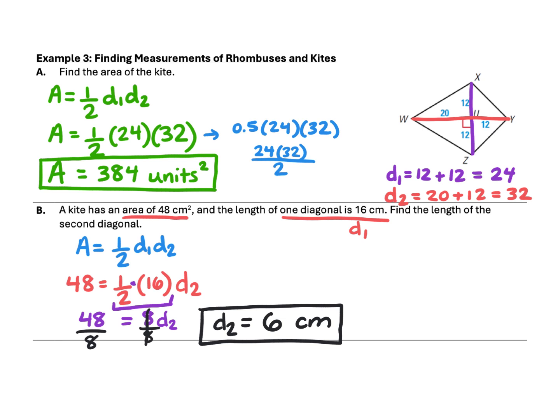So these two examples have both been kites. In the next example, we're going to look at a rhombus. Remember that rhombuses and kites have the exact same area formula. Area equals 1/2 D1 times D2.